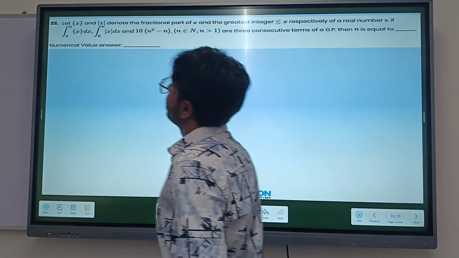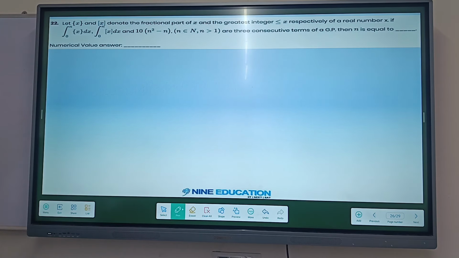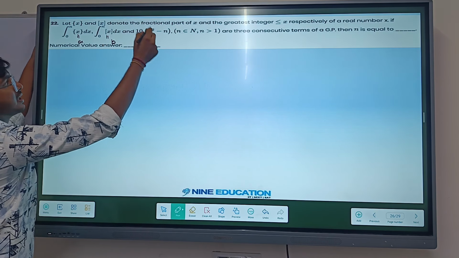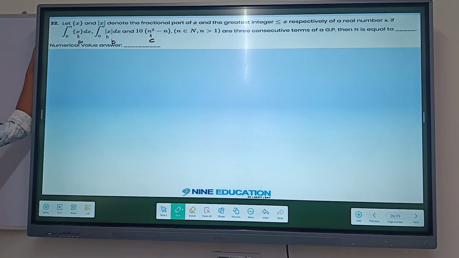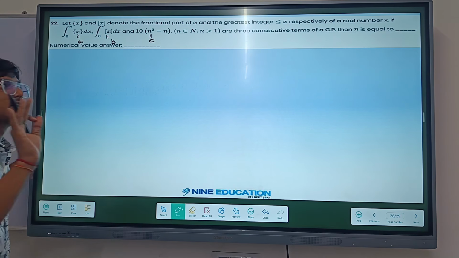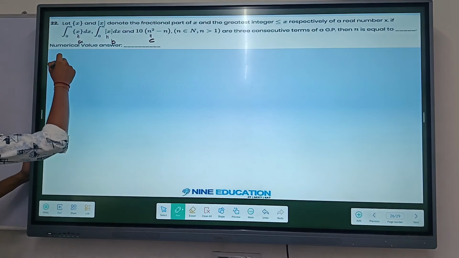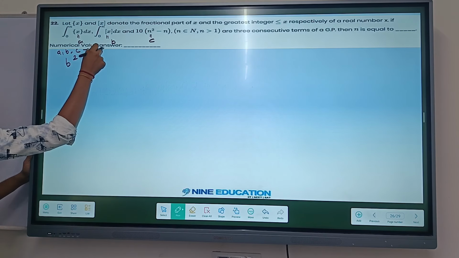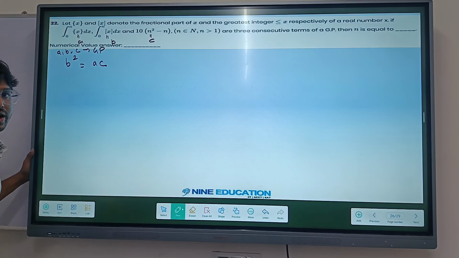Alright, next question. Fractional part of x and greatest integer of x. So there are three numbers. Let's say this is our number A, this is our number B, and this is our number C. It is given there are three consecutive terms of a GP. If A, B, C are three consecutive terms of GP, they should satisfy B square equal to AC.